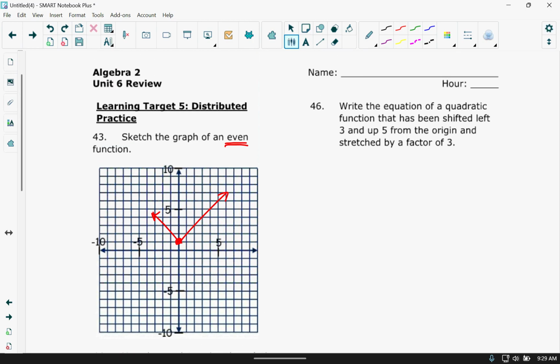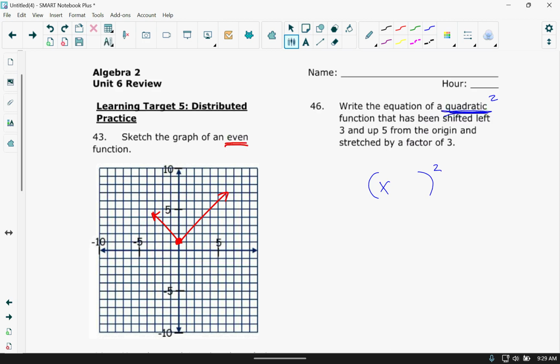Okay, it says write the equation of a quadratic. Now, a quadratic is something raised to the second power. It's been shifted left 3 and up 5 from the origin and stretched by a factor of 3. Okay, so if I'm going to write a quadratic, I'm going to put parentheses with an x on the inside, and that's going to have an exponent of 2 on those parentheses.